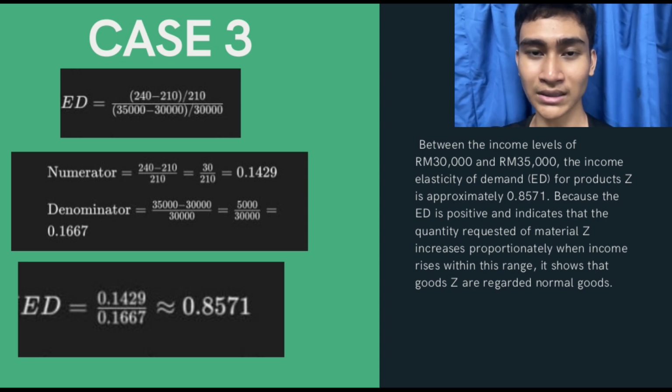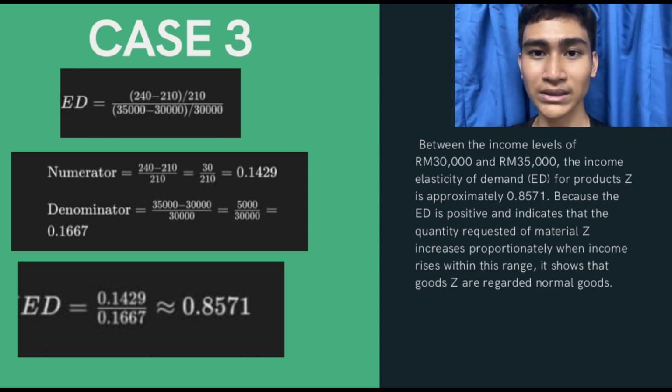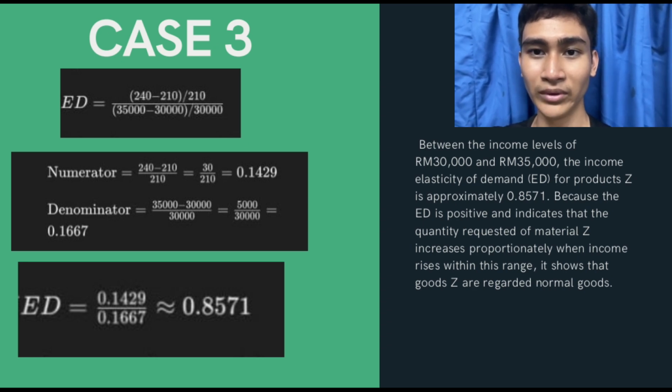So for the elasticity of demand, the first calculation is divided by the second calculation, which is 0.1429 and 0.1667, and the answer is 0.8571, which is included in the question. Thank you.